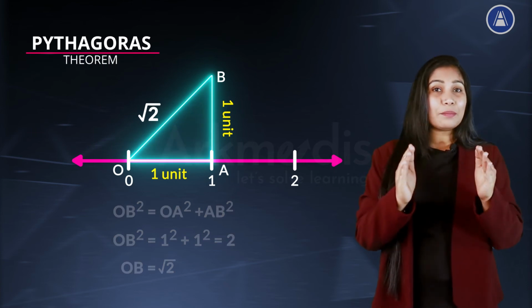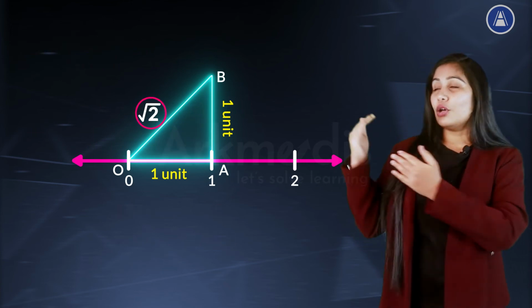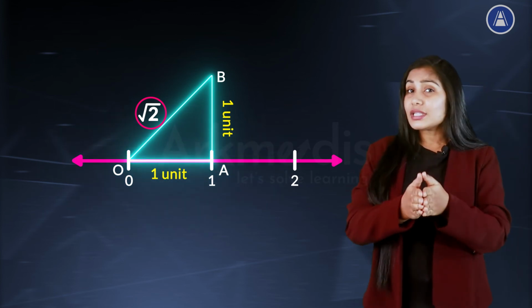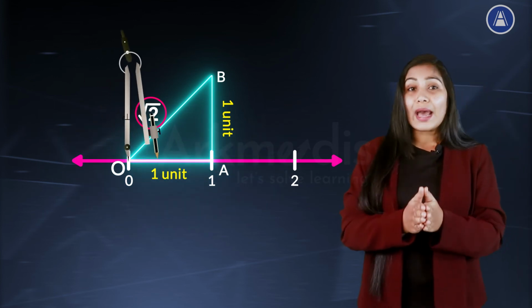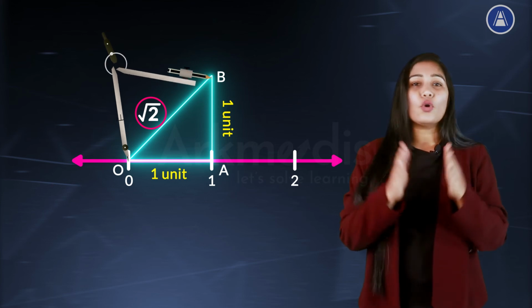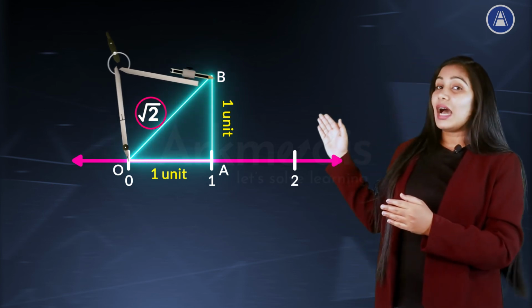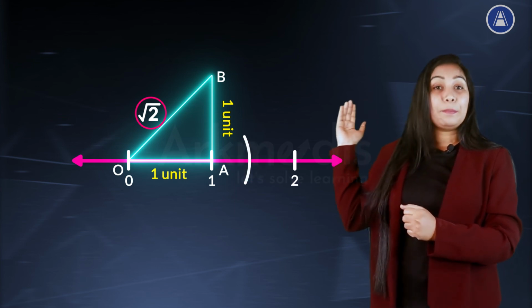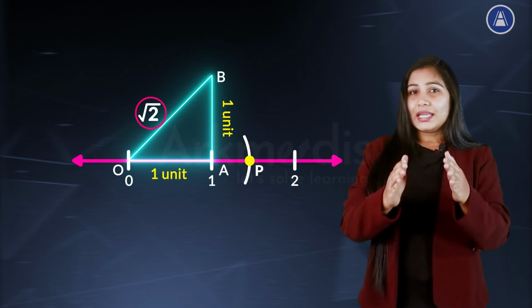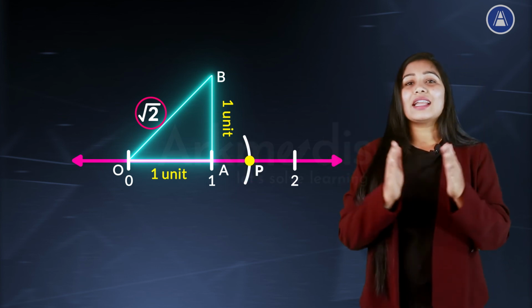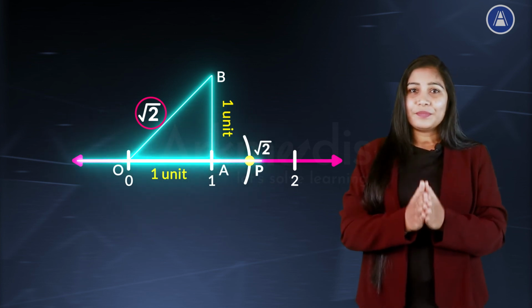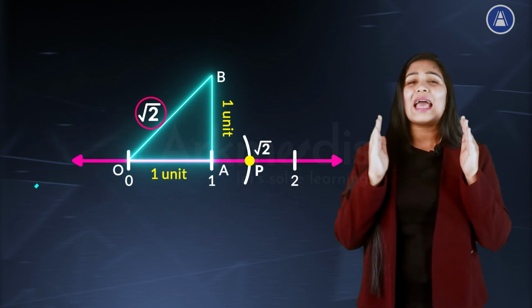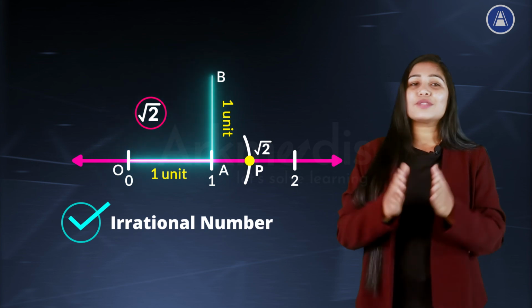Now the main part is to locate root 2 on this number line. Using the compass with O as center and taking OB as radius, draw an arc intersecting the number line. Let's say it meets at P. So the point P represents root 2 on the number line. In the same way, you can locate as many irrational numbers as we like.